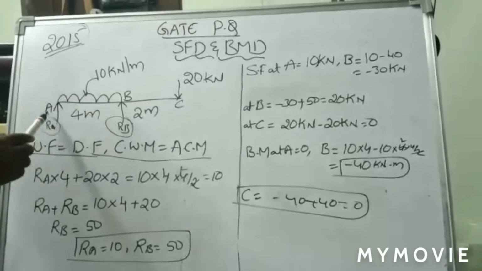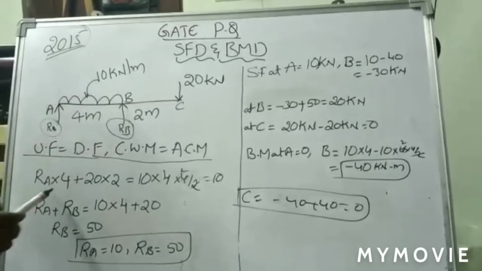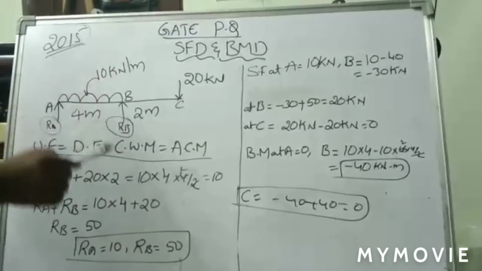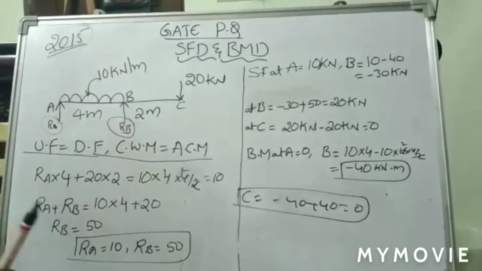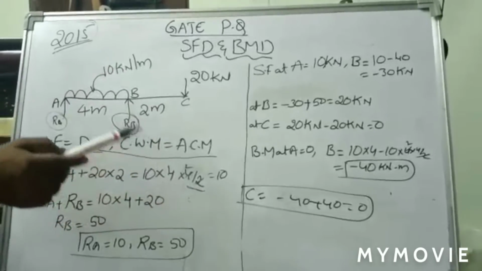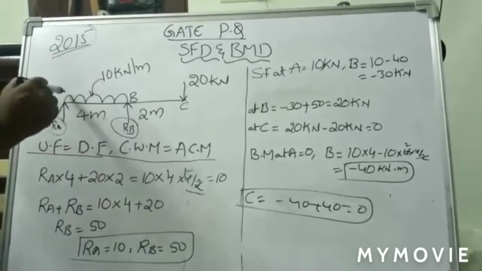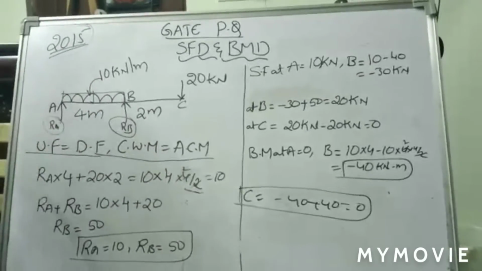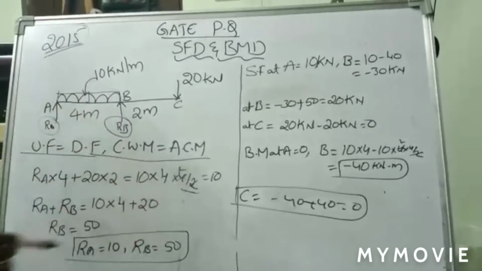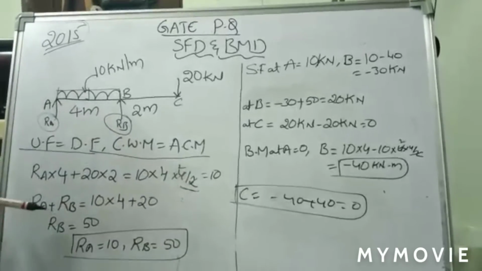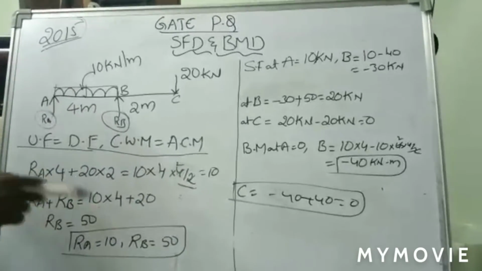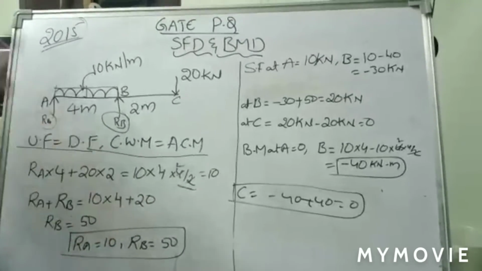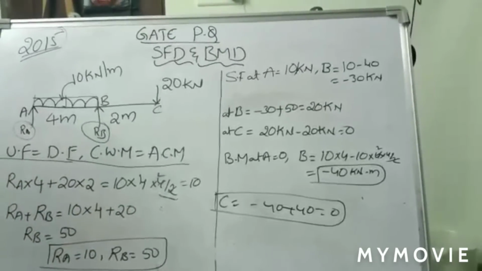What is the clockwise moment here? RA into 4, and this 20 into 2 is a clockwise moment, and the anti-clockwise moment is 10 into 4 into 4 by 2. Why is this 4 by 2? You already know that. The UDL is nothing but a rectangular block, so the center will be located exactly at the center. So 10 into 4 into 4 by 2, right? Solving these two equations of RA plus RB, you will get RA equal to 10 and RB equal to 50, right? You understand?